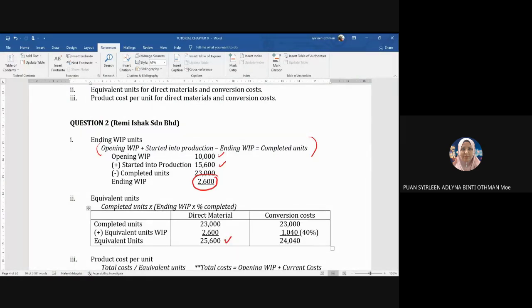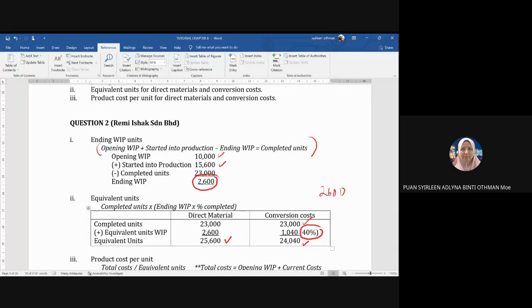Okay, conversion cost sama juga, completed unit dia masih sama. WIP tadi yang kita kira 2,600 tu, tapi kalau awak tengok percentage of completion untuk conversion cost, dia bagi dalam soalan yang dalam bracket tu kan, dia bagi 40%. So 40% is 1,040 units. Okay, so equivalent unit untuk conversion cost saya ialah 24,040. Untuk direct material is 25,600.